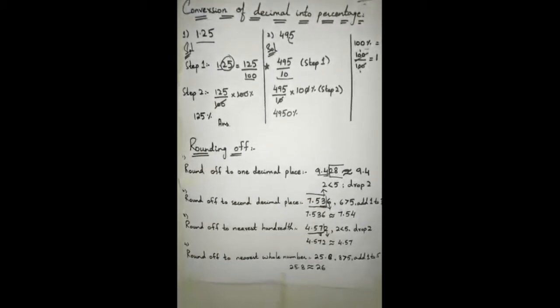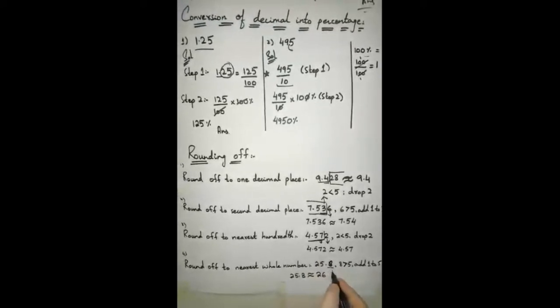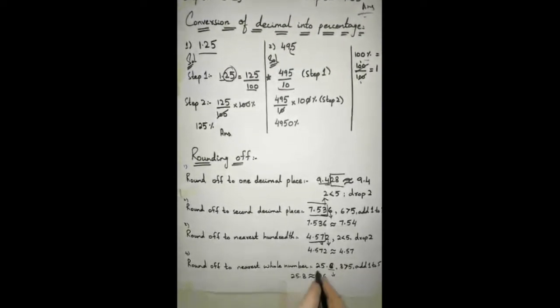Round off to the nearest whole number. If you want to round off the number to a whole number, with the example 25.8 here, you will observe the number after the decimal point. 8 is the number after the decimal point. 8 is greater than 5. That's why I am adding 1 to 5. 26 is the number, and this is the answer for 25.8.